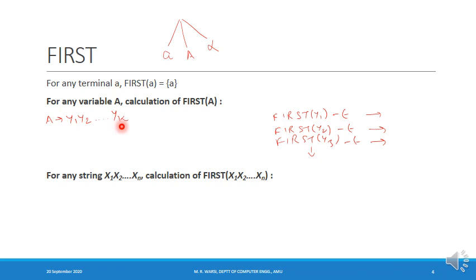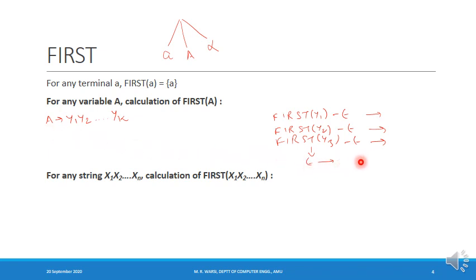And if all the y's, y1, y2 and so on up to yk, are deriving epsilon, then in that case epsilon will also be added to the first of capital A. So first of y1 as well as first of y2, y3 and yk all contain epsilon, so all of them are deriving epsilon. During the course of the derivation all of them may get reduced to epsilon, so that means we are deriving epsilon from capital A. So in that case, I'll be adding epsilon to the first of capital A.